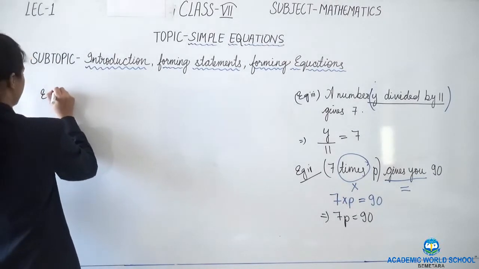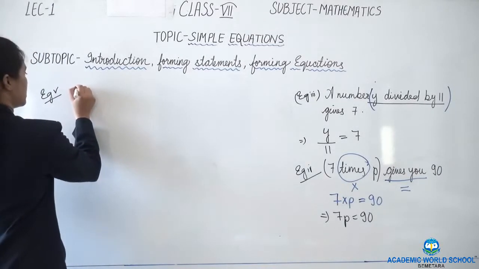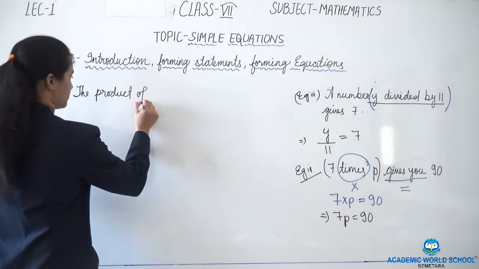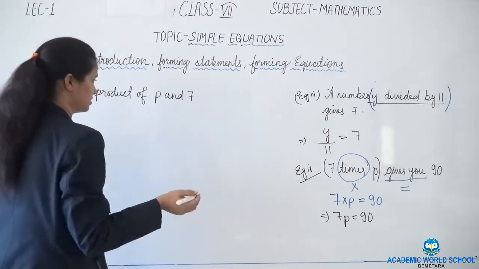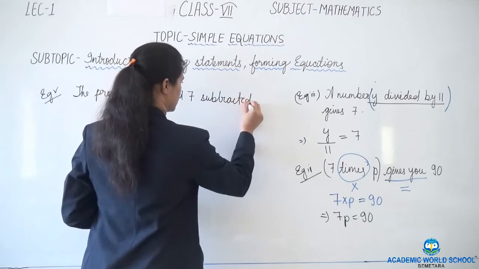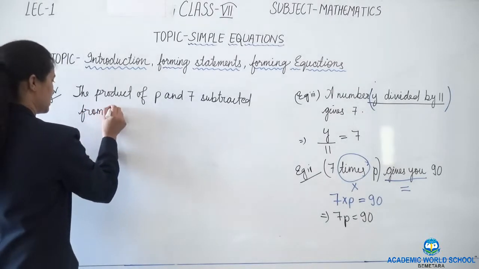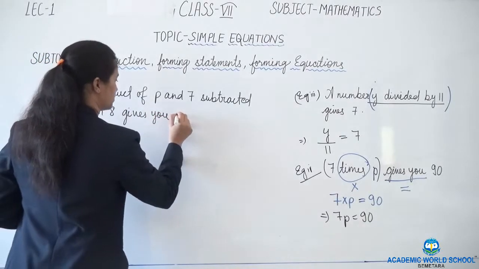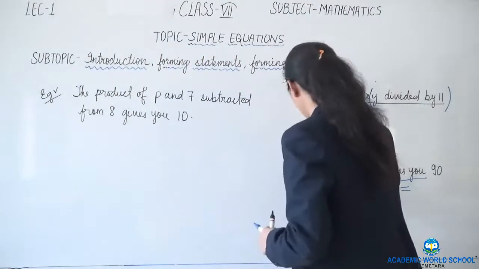Example 5. The product of p and 7 subtracted from 8 gives you 10. What is the question? The product of p and 7. Product here means multiplication. Subtracted from 8 gives you 10.